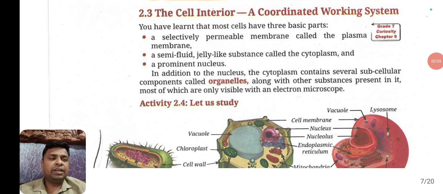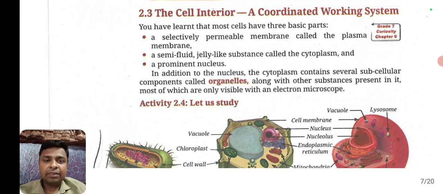The cell interior, a coordinated working system. So there are many parts inside the cell. They work together in coordination. So they've said that the cell consists of three basic parts. Number one is the selectively permeable membrane, which allows certain things to come inside. Then semi-fluid, that is jelly-like substance, it's called the cytoplasm, and then a prominent nucleus. Now in addition to this, there are certain other things which we are going to learn about. They are called organelles.